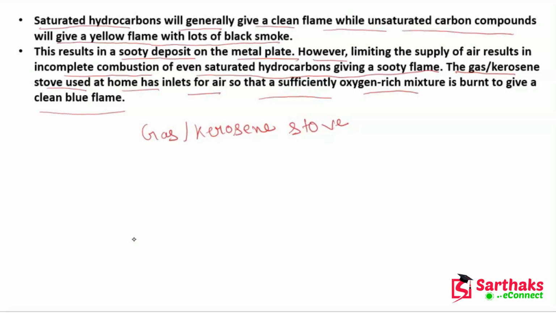If the flame is blue, it means that the chemical is burning properly, and if a yellow flame is being produced, it means that it is not burning properly. So I hope guys this point is clear to you. So this is very important, that saturated hydrocarbon generally gives a clean flame, while unsaturated carbon compound gives a yellow flame. But if you limit the supply of air, then even the saturated carbon will give you a sooty flame. So if this point is clear, let's move on to the next slide.